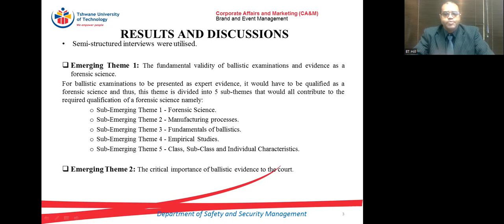Emerging theme 2. It is called the critical importance of ballistic evidence to the court. The study has pointed out the importance of the 212 affidavit. If all requirements have been met, the conclusion of examinations performed can be credible evidence, as prima facie, during criminal matters in court.